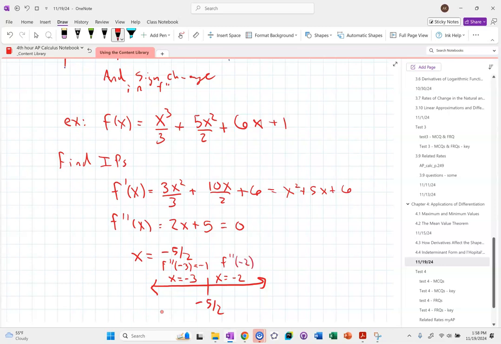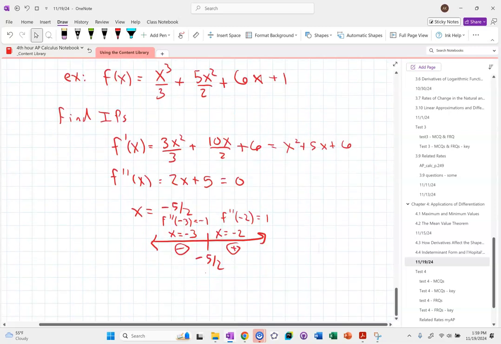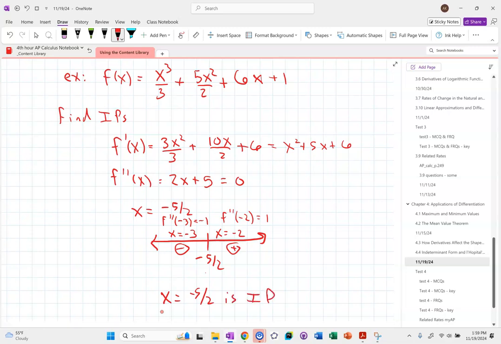And if I plug negative 2 in, 2 times negative 2 is negative 4, plus 5 is positive 1. So we've changed from positive to negative. I'll write that down here. So x equals negative 5 is an inflection point. Does that feel okay?